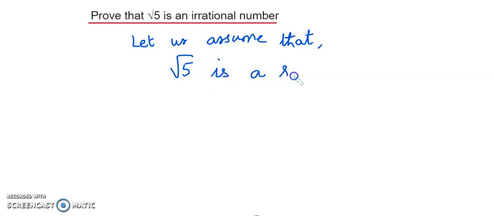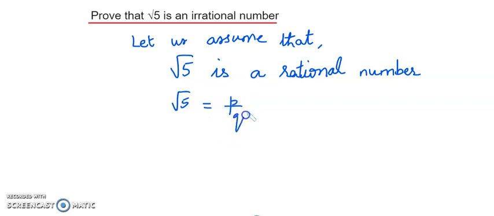Now, as per the definition of a rational number, it should be of which form? p by q form. So here we'll also take root 5 in p by q form. So we'll write root 5 equals p by q, where q is not equal to 0. This is the definition of a rational number.